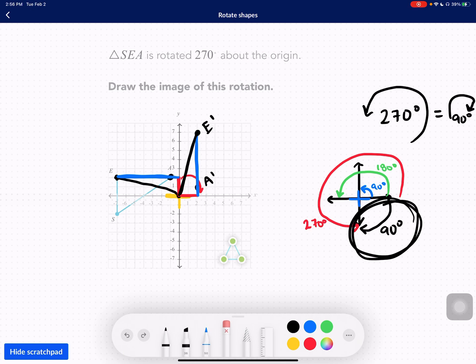Okay, so now I'm going to erase the other markings of these triangles. There we go. All right, there we go. So now you see we have E prime and A prime. Okay, so now let's go ahead and rotate the S 90 degrees clockwise, which is to the right.